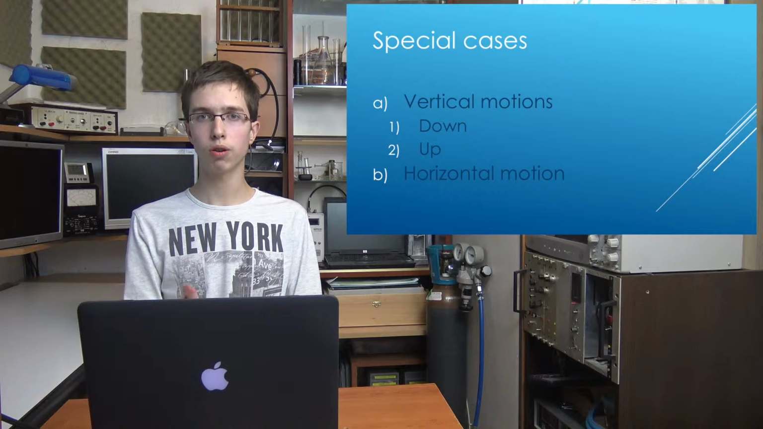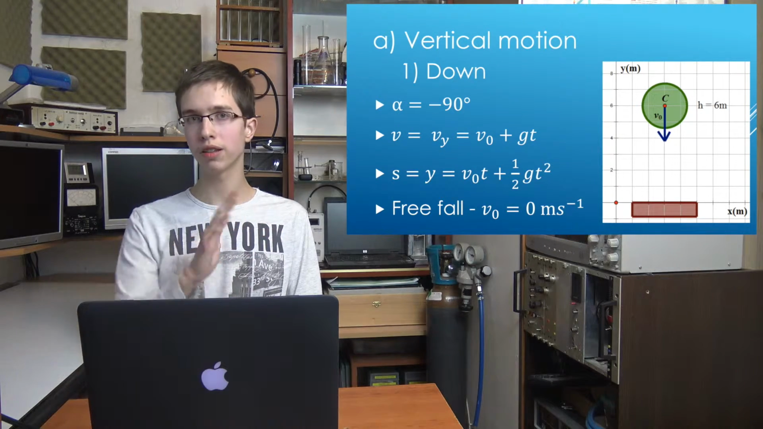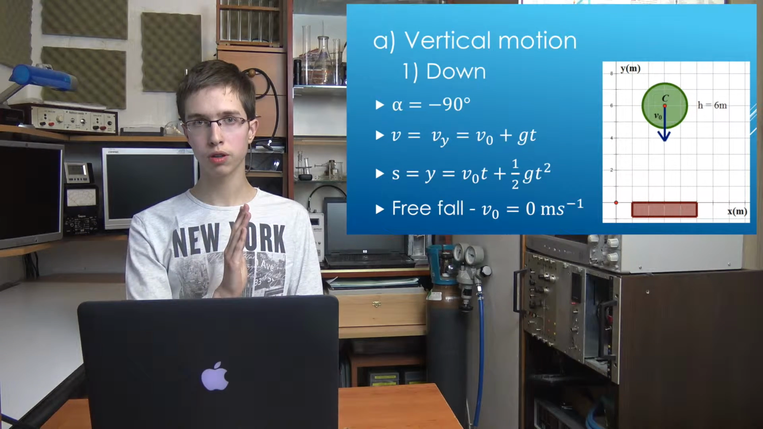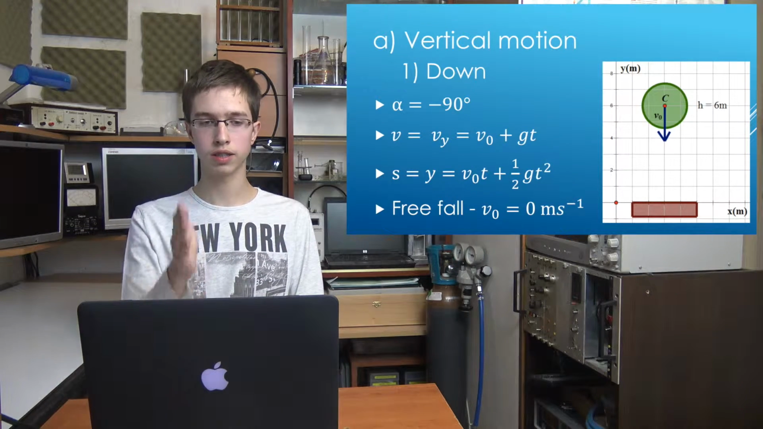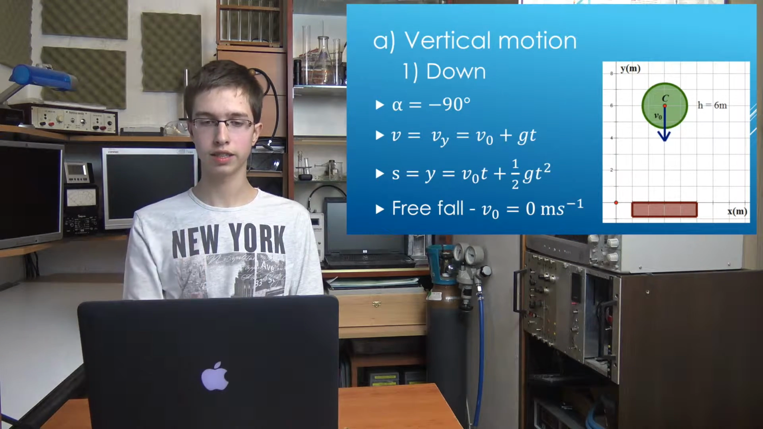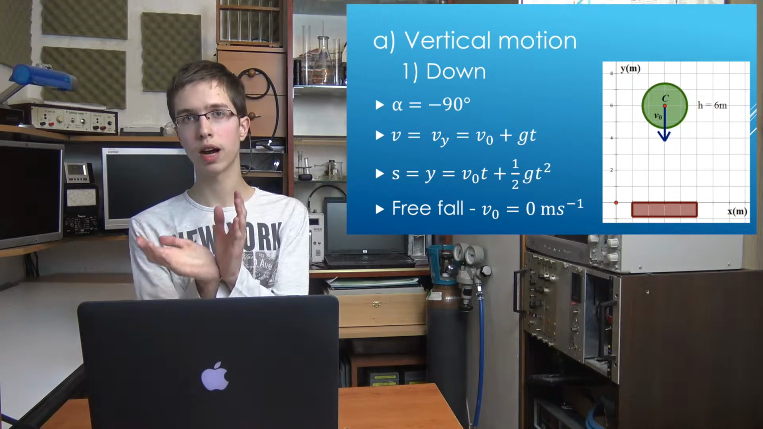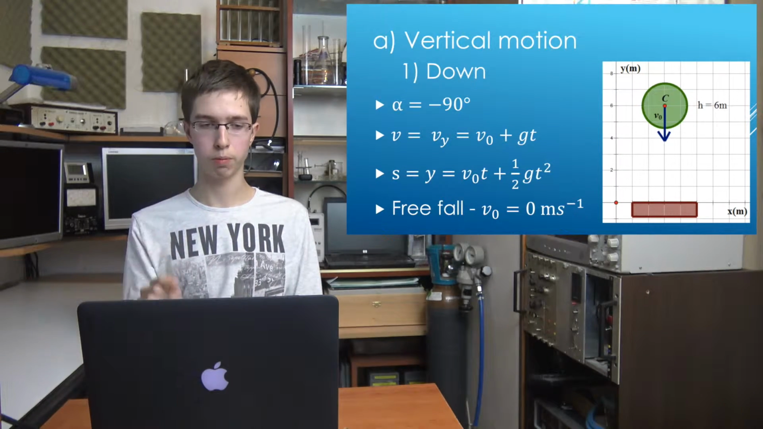Vertical can be down or up. First is vertical motion down, where the body's motion is at angle alpha of minus 90 degrees. So minus is down from the horizontal direction and plus is up from the horizontal, and 90 degrees because it's vertical. So minus 90 degrees. And the velocity of the body is actually the velocity of the body in the y-axis direction, if we imagine the body put into a two-dimensional x-y coordinate system, some body as a geometrical shape.